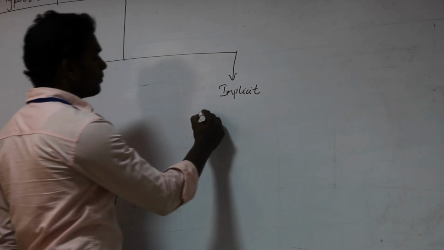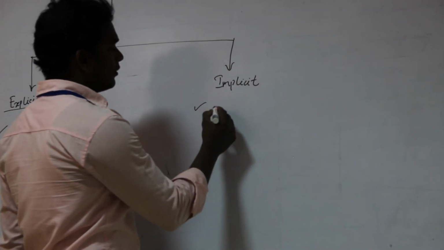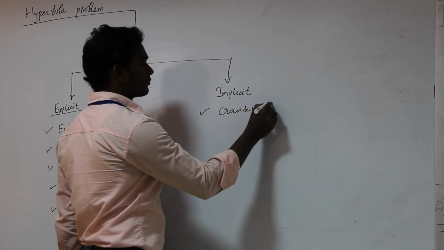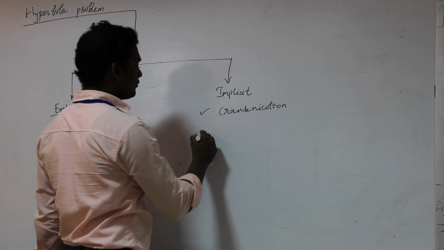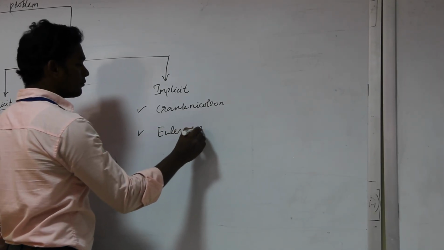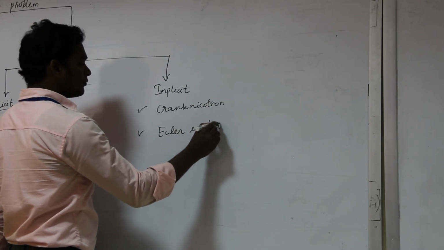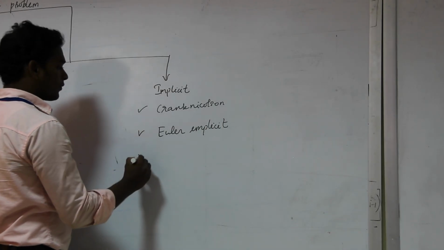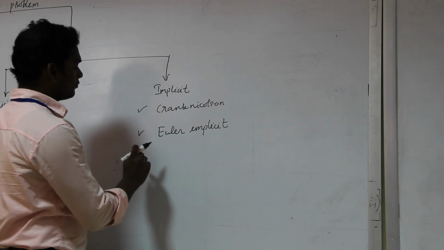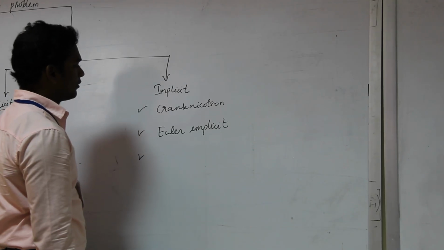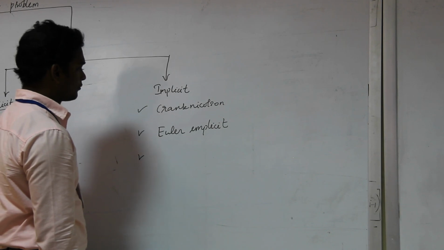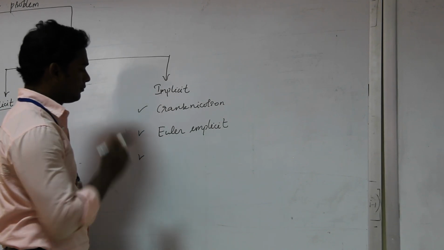Going to implicit, the same thing, always Crank-Nicolson and Euler implicit, then one more technique is available, Crank-Nicolson, Euler.